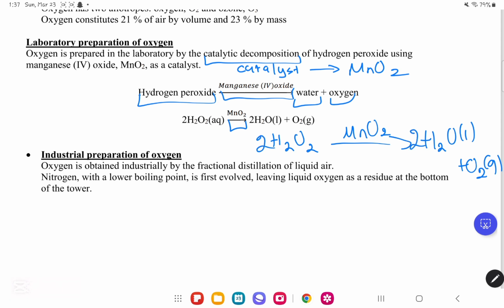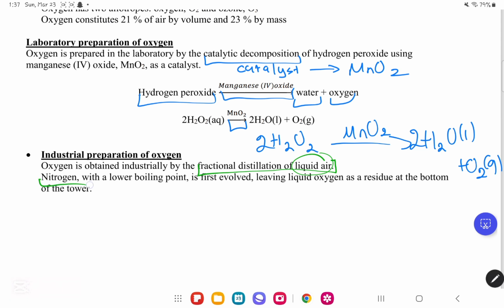Okay, now we move on to the last process of obtaining oxygen, which is the industrial process. It can be obtained industrially by fractional distillation of liquid air. So how do they liquefy air? They liquefy air by putting it at a really, really low temperature, probably lower than its boiling point, so that it will become a liquid again. And then, yeah, that's pretty much it.